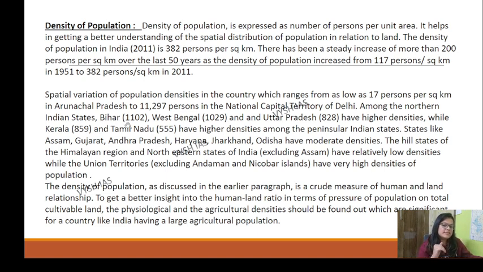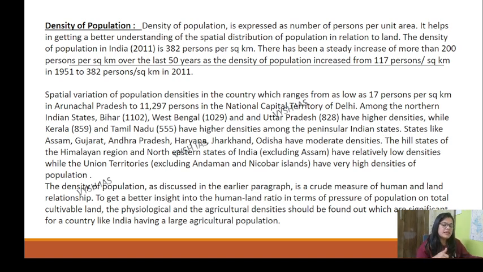Among the northern Indian states, Bihar has 1102, West Bengal 1029, and UP 828. These are highly densely populated areas. Then come Kerala and Tamil Nadu, where education and many other things are beneficial. Among the peninsular Indian states, they are higher than Delhi's. When it comes to Assam, Gujarat, Haryana, Jharkhand, and Odisha, they have moderate densities.